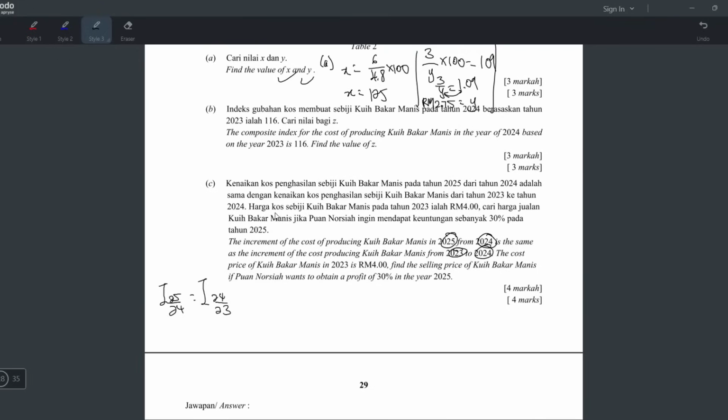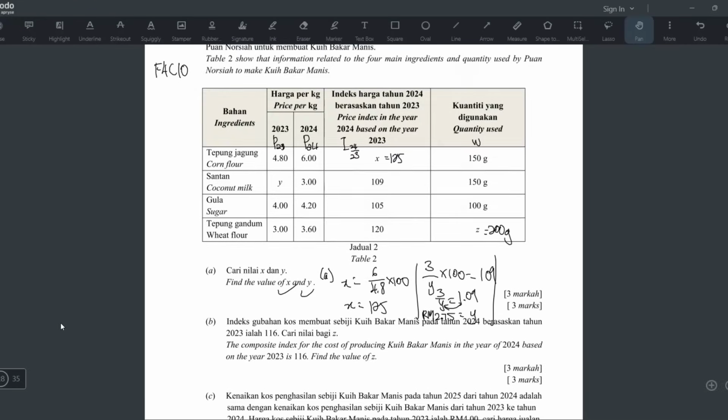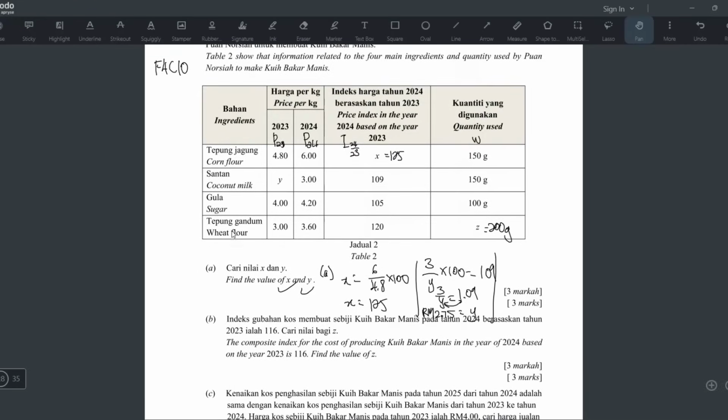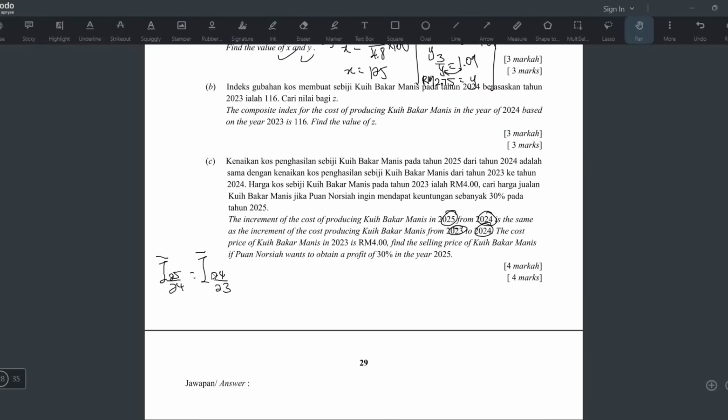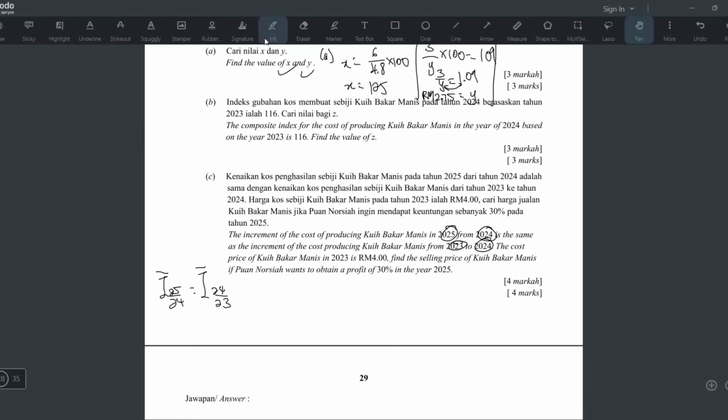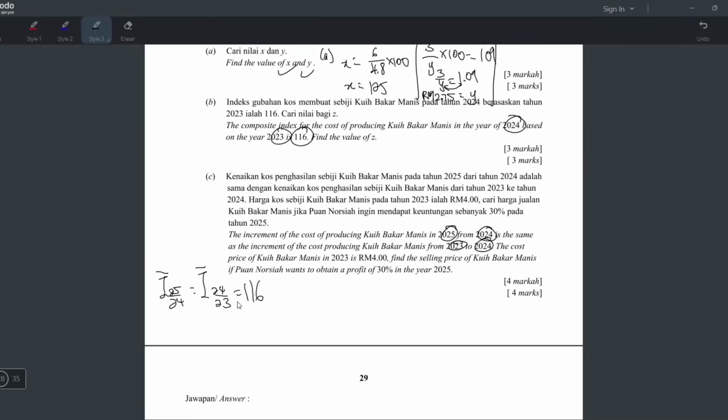Okay, but let me tell you something. This is actually the composite index, because it's the cost of producing kueh bakar manis. That means it's not just for one single ingredient, it's for the whole average. So that's why it's the composite index. And guess what? You already have the 116, because the 116 is the 24 based on 23. So it is equal to 116. This one is 116, and that one is also 116, because they are equal. Okay, let's see what else.